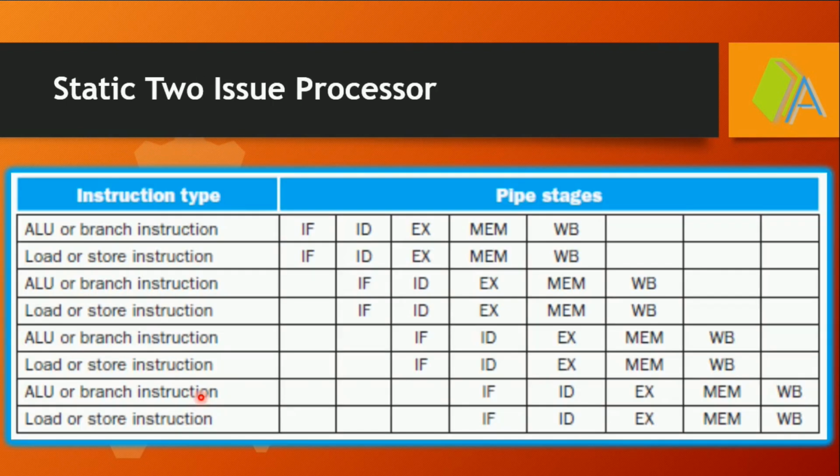For example, in a static two issue processor, the issue packet will contain two different instructions. In a single clock cycle, two different instructions will be fetched. The type of instruction should be in this format. The first instruction must be an ALU or branch instruction. The second instruction must be a load or store instruction. This scheme is made a must because it should overcome the control hazard as well as data hazard. If any instruction doesn't have a pair to combine with, a no operation will be inserted by the compiler.